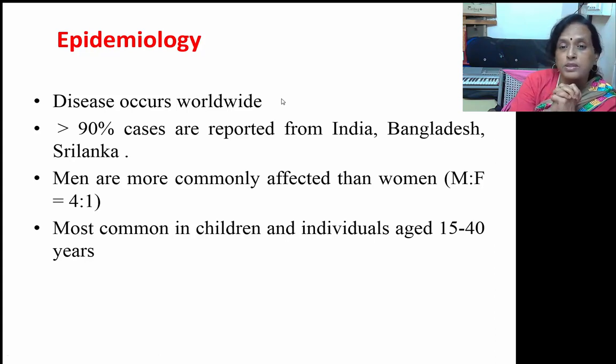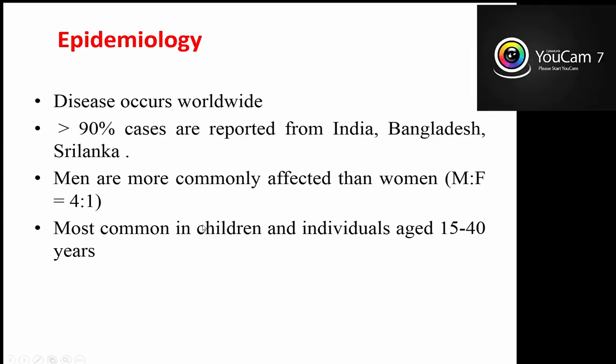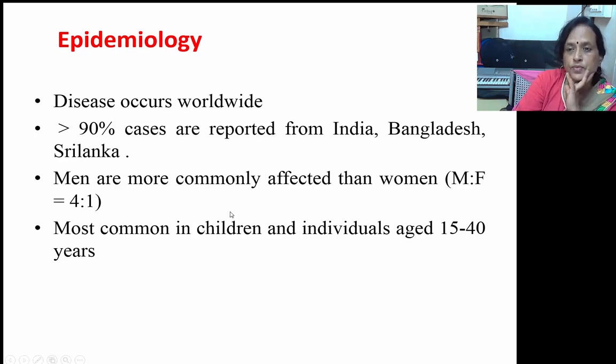The disease occurs worldwide, and very important to note here is that more than 90% of the cases are reported from India, Bangladesh and Sri Lanka. So when it comes to who are the people who are affected, the gender, men are more commonly affected than women. So very gross difference. Male to female ratio is 4:1. Probably this is related to the occupation. Then most common in children and individuals aged 15 to 40 years.